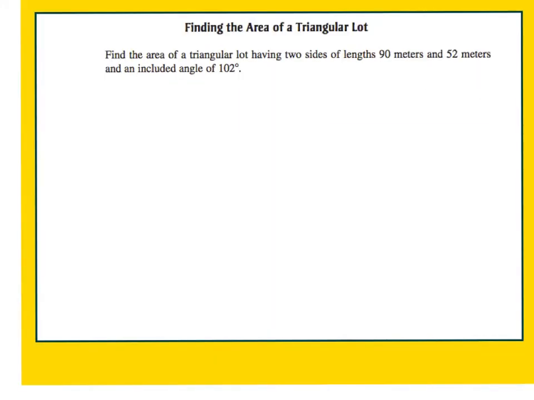I need another reader. Thanks so much, Lucas. Go for it. Find the area of a triangular lot having two sides of length 90 meters and 52 meters and an included angle of 102 degrees. All right. So I have 90 and 52 as my sides, and then I have 102 that's what? Included. Which means it is where? In between them.